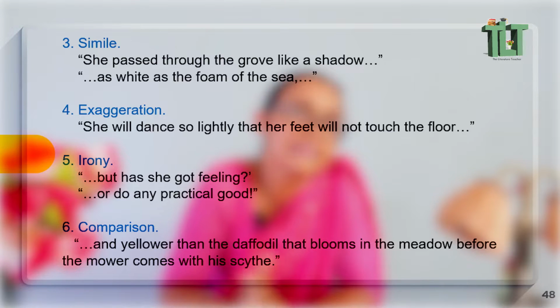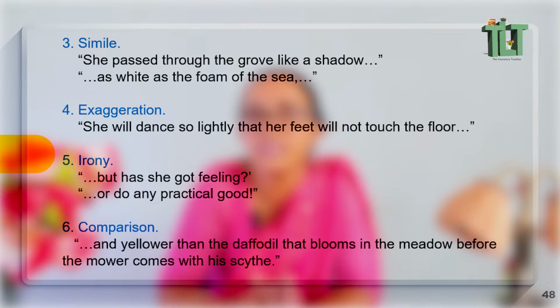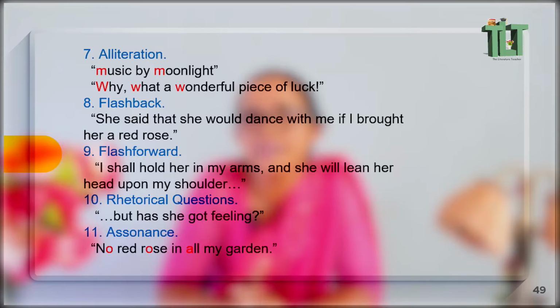Comparison. You have seen a number of comparative adjectives used in the story. You see that: yellower than the daffodils that bloom in the meadow before the mower comes with his scythe. So you can have several quotations. Okay, let's move on to number 7. Alliteration. What is it, my dears? Repetition of the consonant sounds.